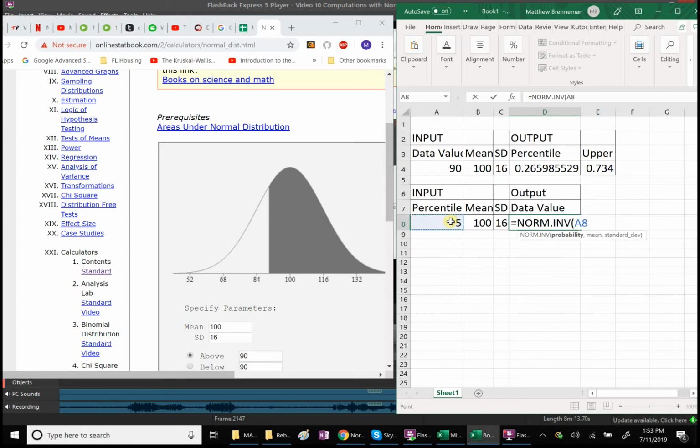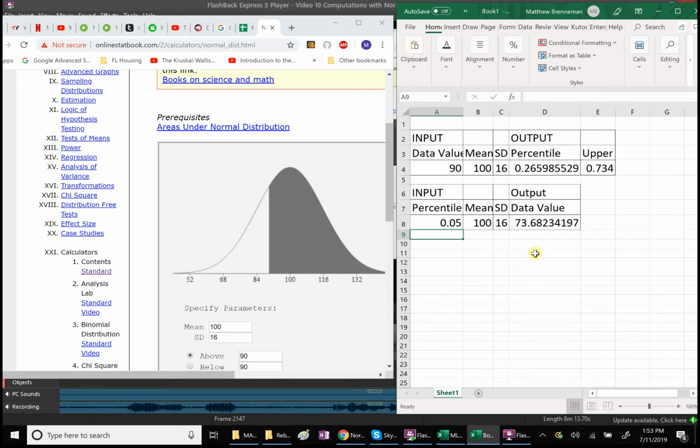So it says, what is your probability? What is your mean? What is your standard deviation? And notice I get a weird answer. So what went wrong? Well, what went wrong is how I entered the percentile. When you enter the percentile, you have to enter it as a decimal. So the 5th percentile would actually be 0.05.